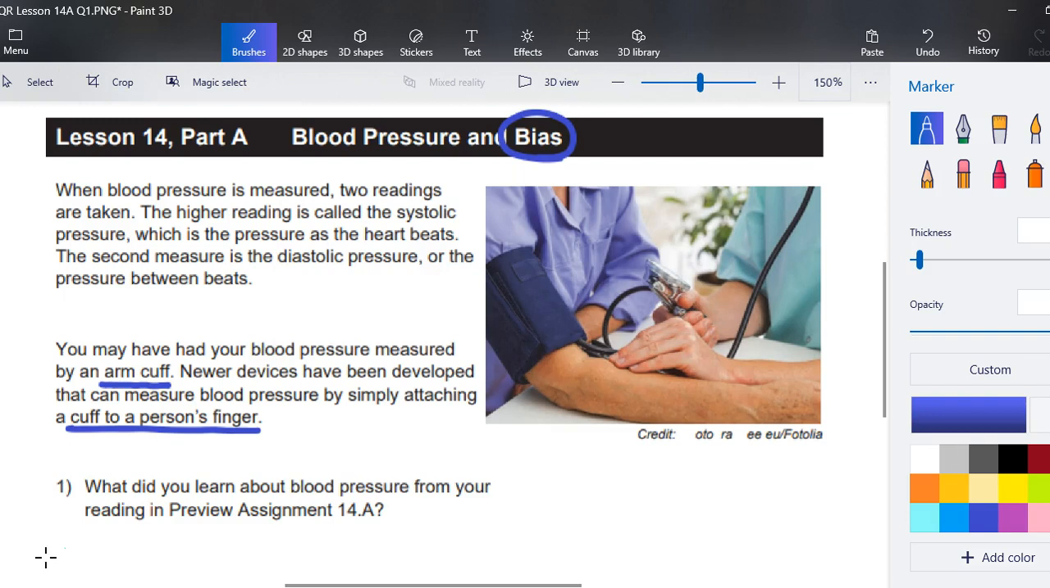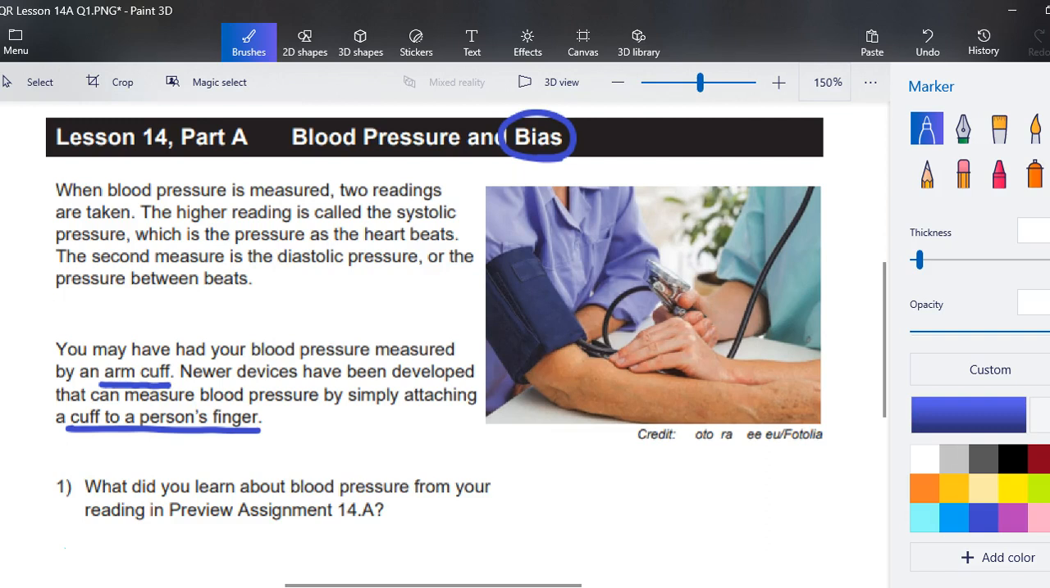What did you learn about blood pressure from your reading in preview assignment 14A? This is a great time to hit pause, jot down a couple of thoughts, and reflect on the reading from the preview. Go ahead and look at your objectives and get part 2 or question 2 started. Then come back and we'll talk some more through this lesson.